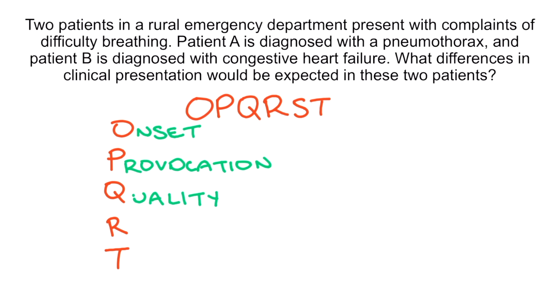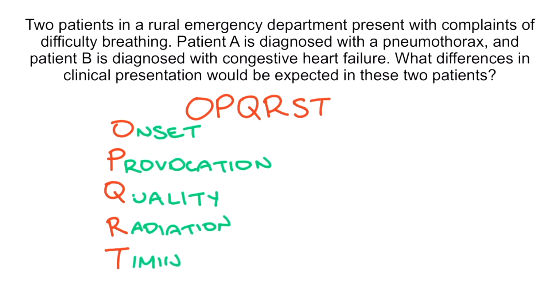Q, quality. The patient with pneumothorax may describe a sharp pain at onset, which is unlikely for congestive heart failure. R, radiation. Since dyspnea is not really pain, it's difficult to characterize it radiating anywhere, so we'll discuss associated symptoms. The patient with the pneumothorax may have had a trauma or an underlying connective tissue disorder. Congestive heart failure patients will likely have lower extremity edema, jugular venous distension, and cardiac risk factors.